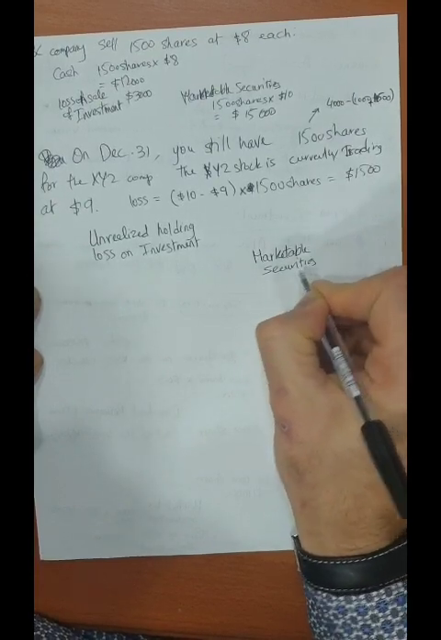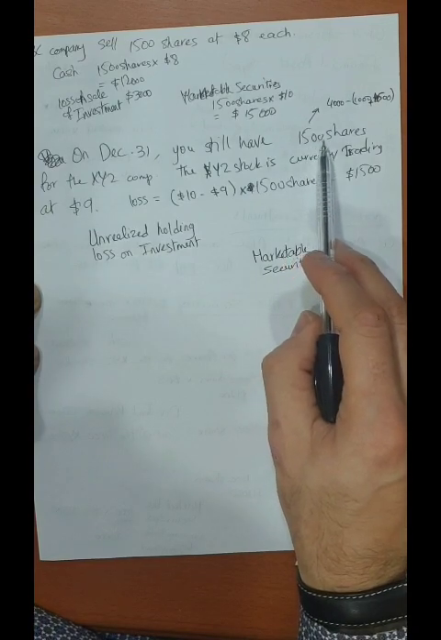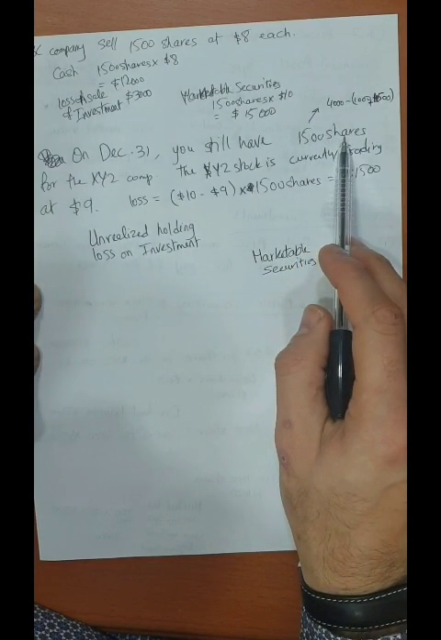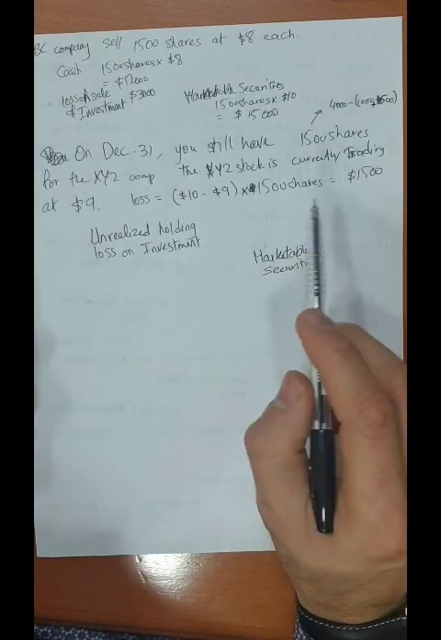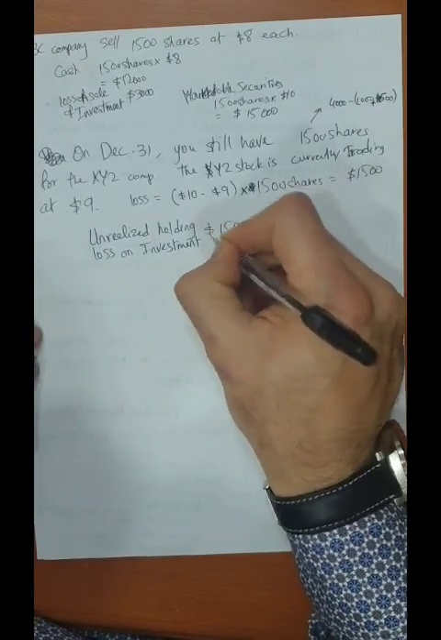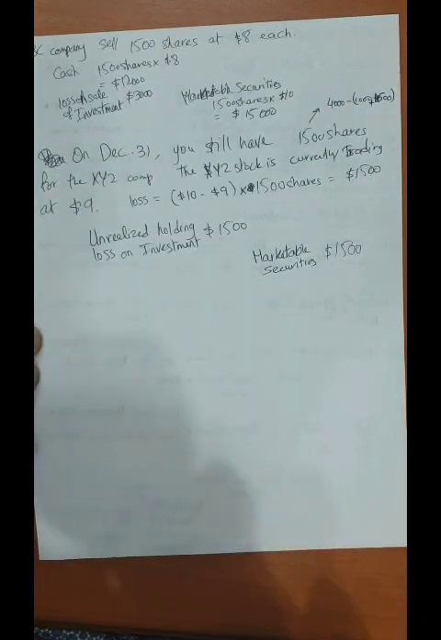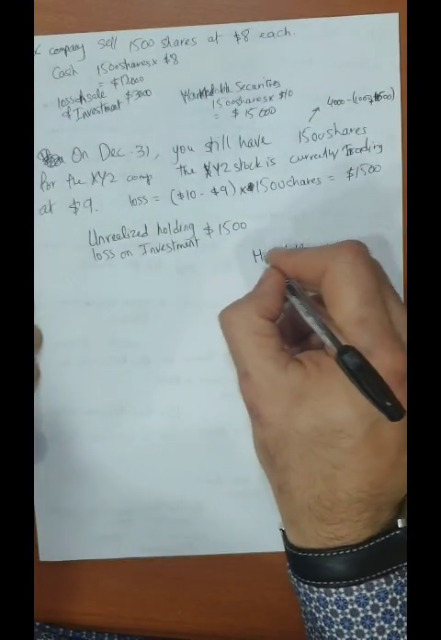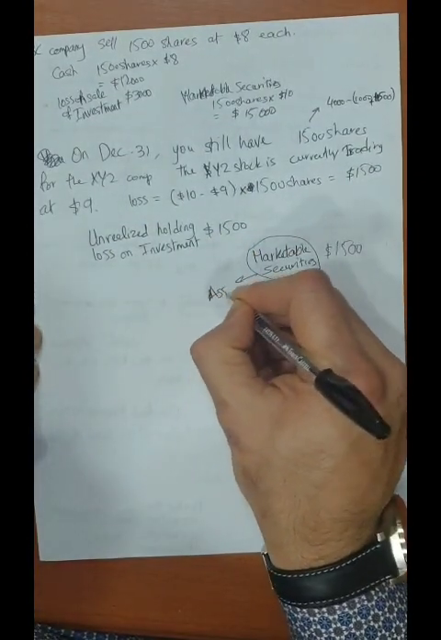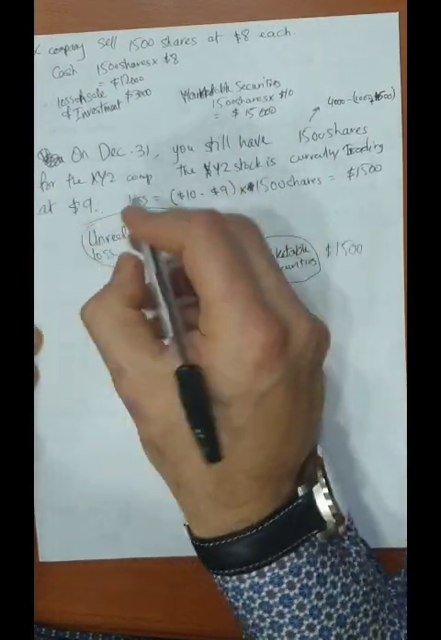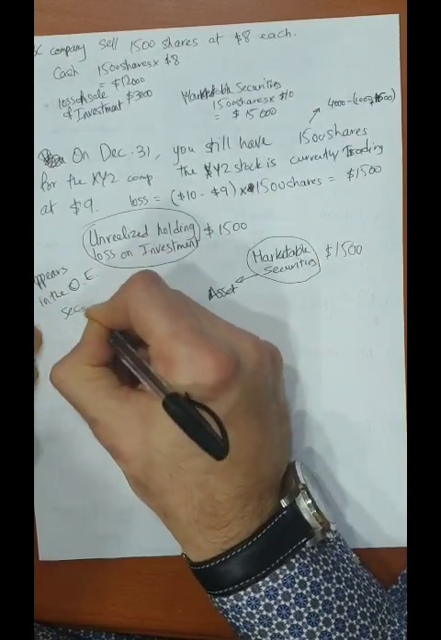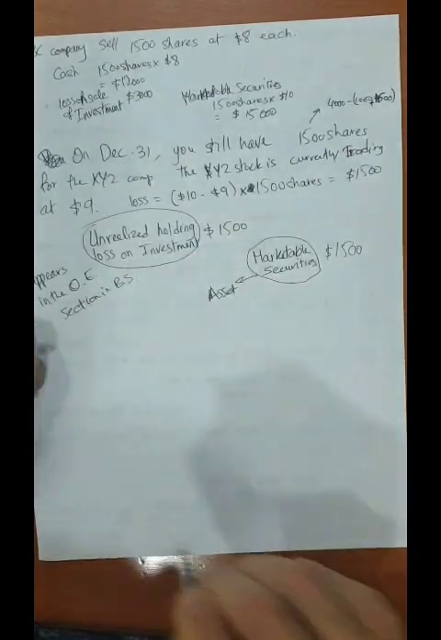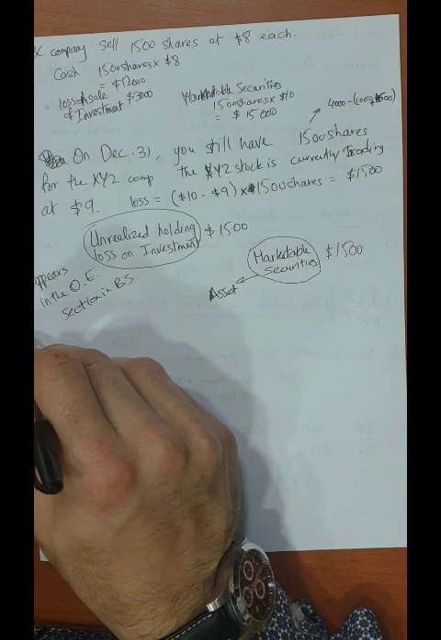So the value of your remaining marketable securities is not 1,500 multiplied by 10, which is $15,000. Instead, it's 9 multiplied by 1,500, which is 13,500. So you need to incur a loss and reduce the value of your marketable securities. This item over here is an asset, and I mentioned this before, and this item over here appears in the owner's equity section in the balance sheet. Okay? This is everything you need to know about marketable securities.